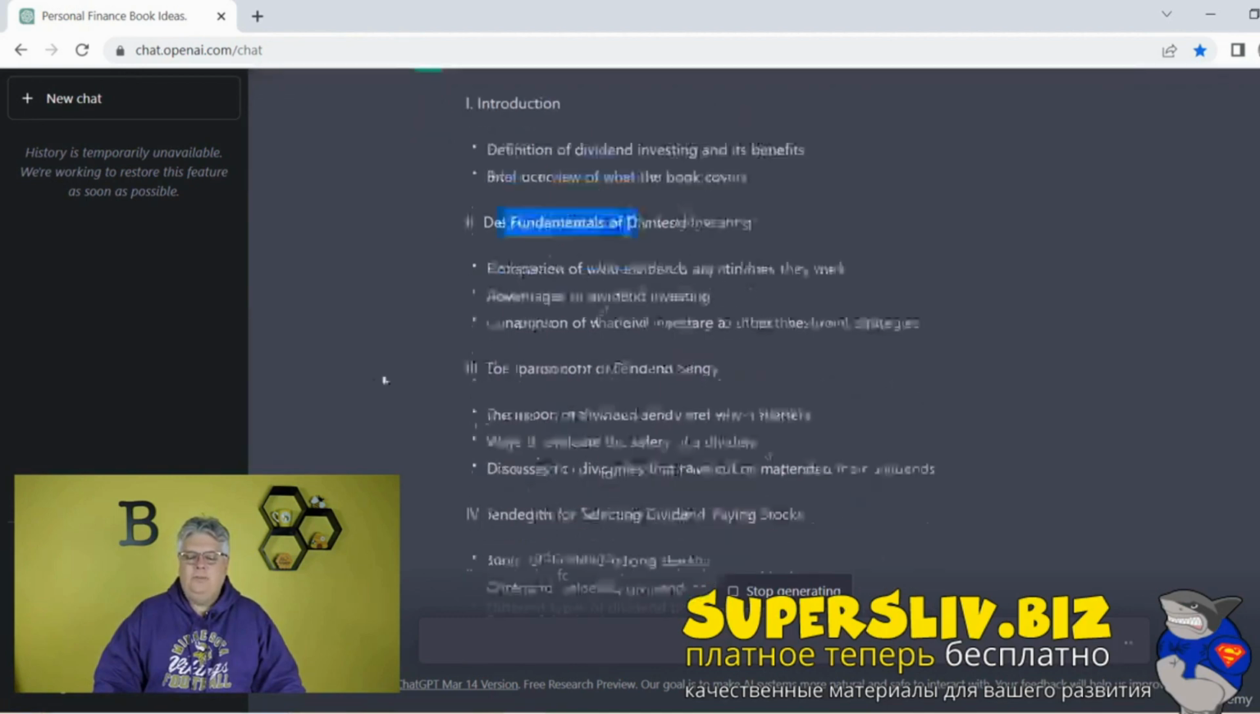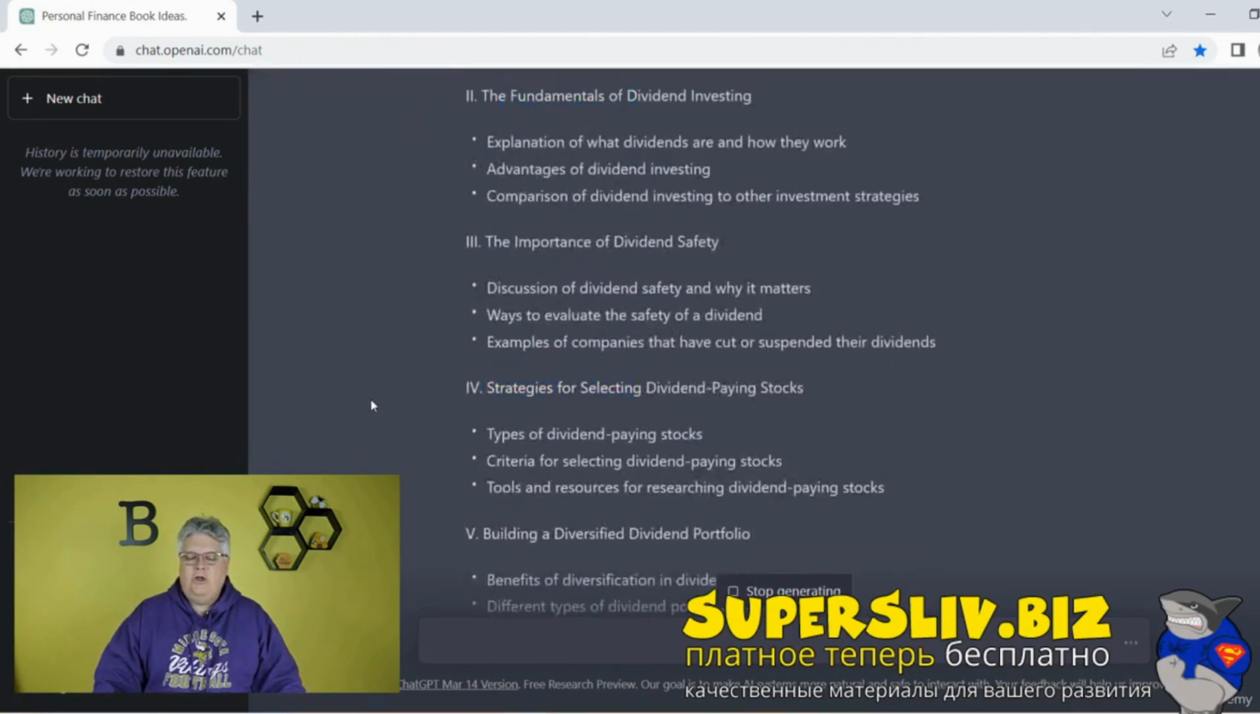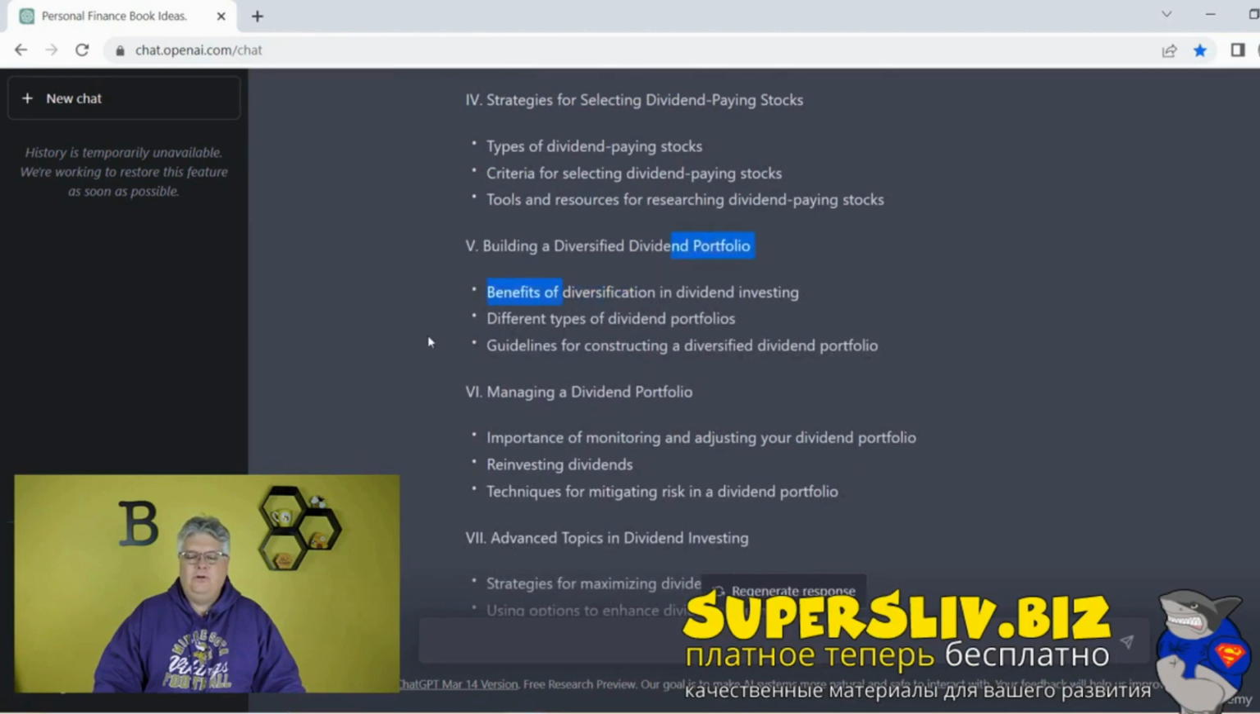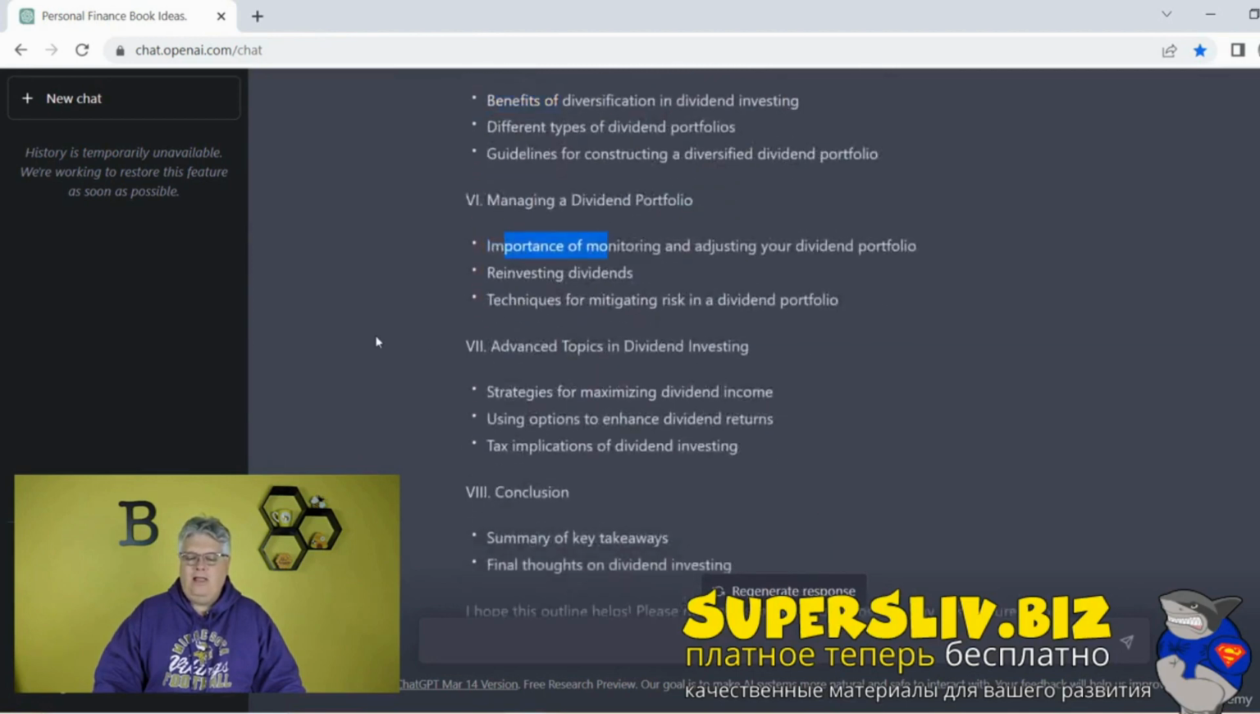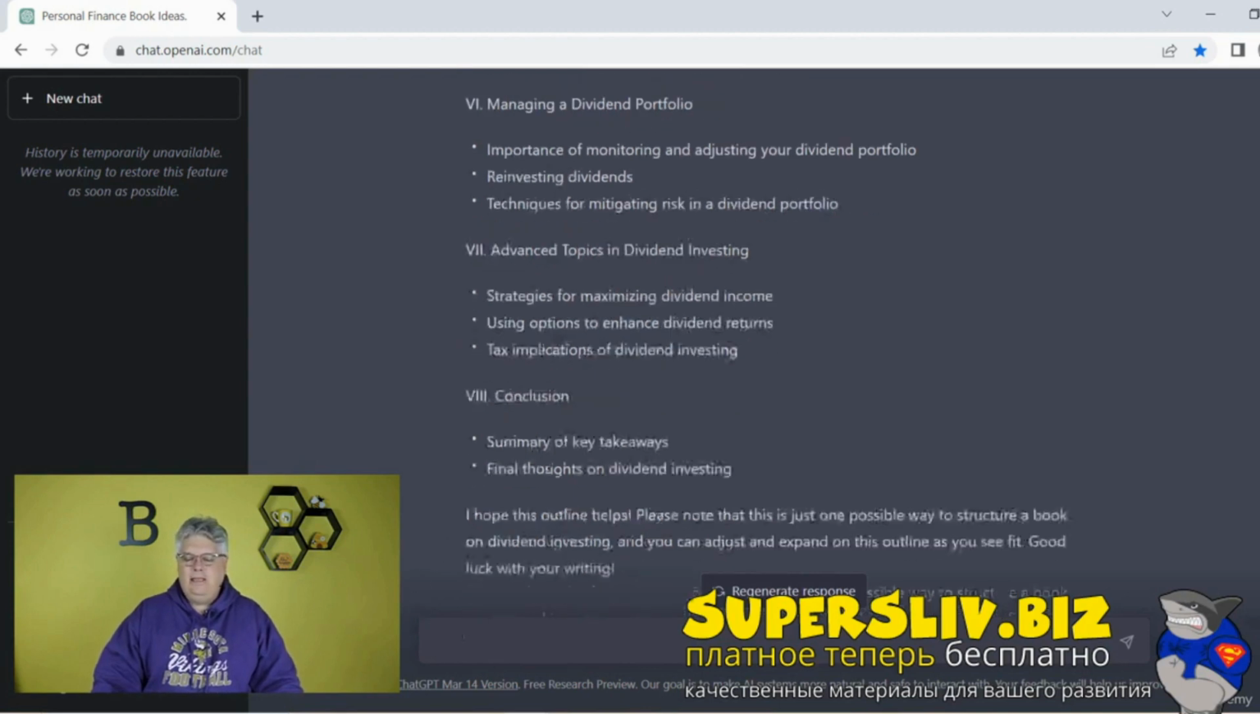Introduction, fundamentals, importance, strategies, all sorts of stuff, building a diversified portfolio. So here I have a nice outline at a high level, right? I just asked it for a big, basic, high level outline. But I could have it redo it and say, please redo with more detail, right? Because we're going to use that outline to build out our chapters and our sections and our subsections of our book. So the more detail we can get on this, the better.